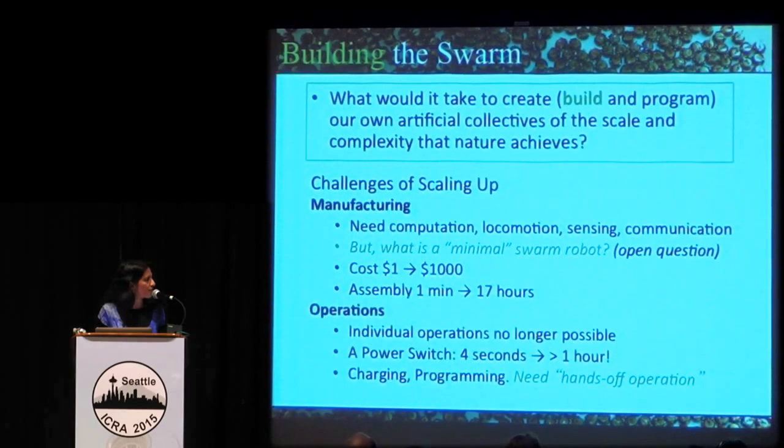A second issue is that even after you've made 1,000 robots, you have to be able to operate them. You can't be pressing individual switches on individual robots to start them up. That alone would take an hour. It would be a pretty crazy thing to have a system with 1,000 individuals where you can't have human intervention in the same way anymore. So we really have to think about that as well. We use a term coined by James McClurkin, hands-off operation, that somehow we no longer touch any individual robot.